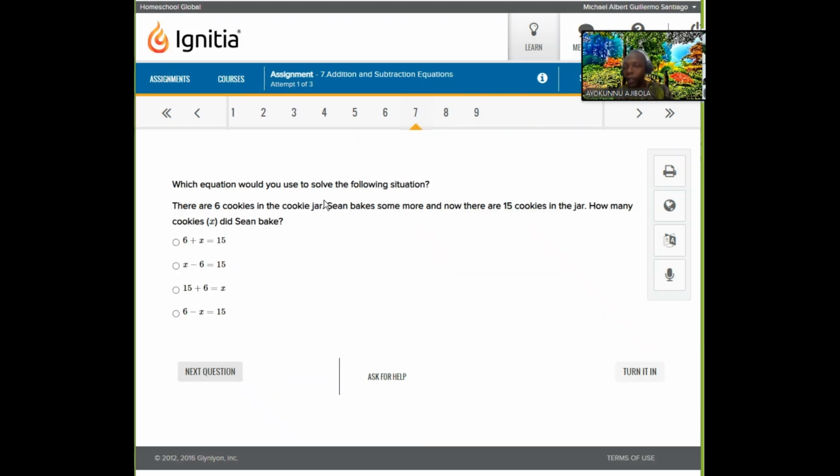Yes. Now, which equation will you use to solve the following situation? There are 6 cookies in the jar. Sin bakes some more. Now there are 15 cookies in the jar. How many cookies did Sin bake? That's x. So that is 6 plus x is 15, okay? And if we solve for that, that's going to be 9 more to make 15.